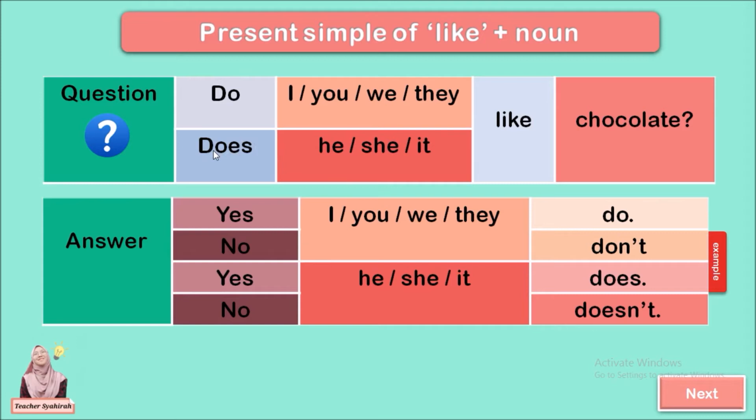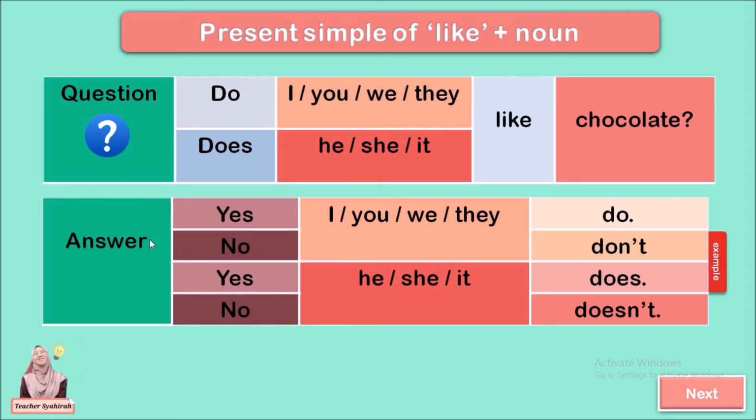Now the next one, he, she, it, we use does. So read with me. Does he like chocolate? Does she like chocolate? Does it like chocolate? Okay, for he, she, it, we use does. For they, we use do.